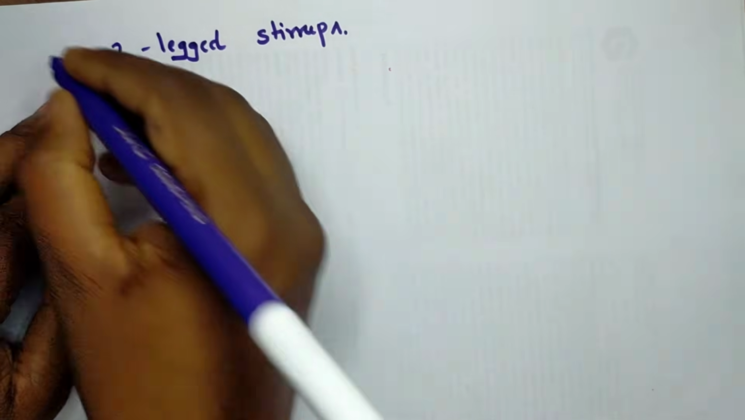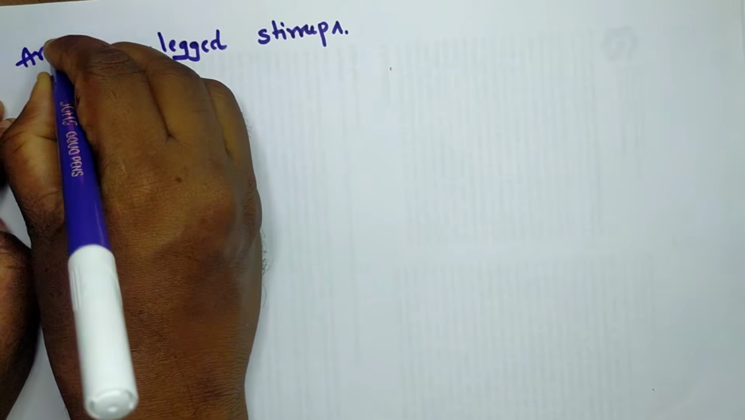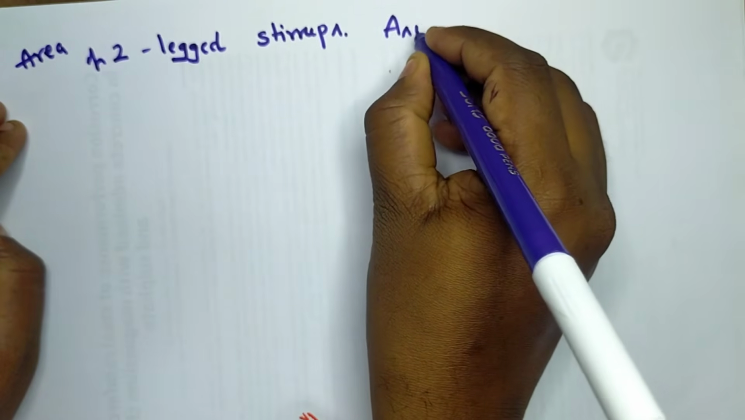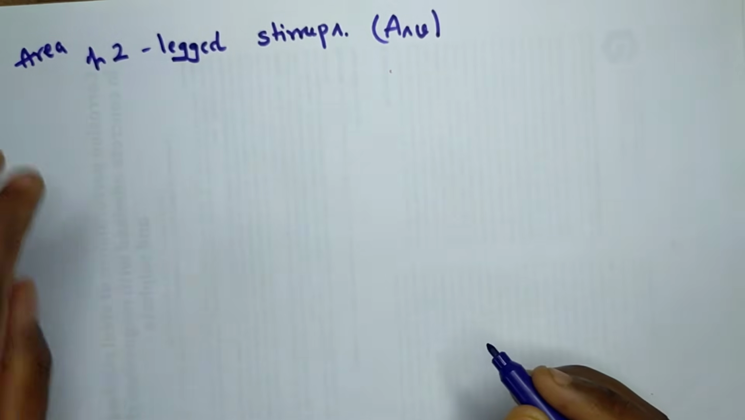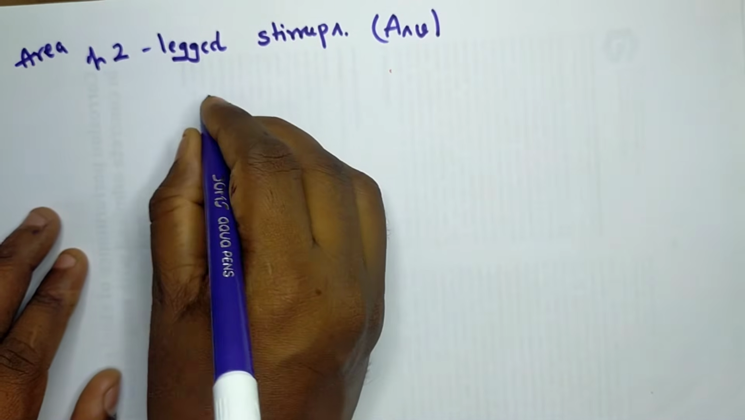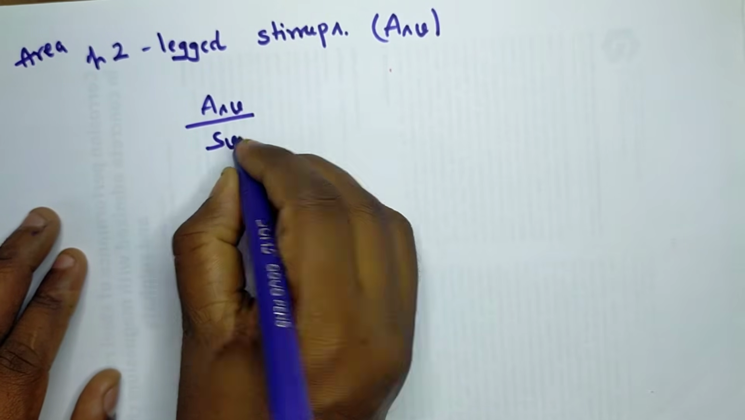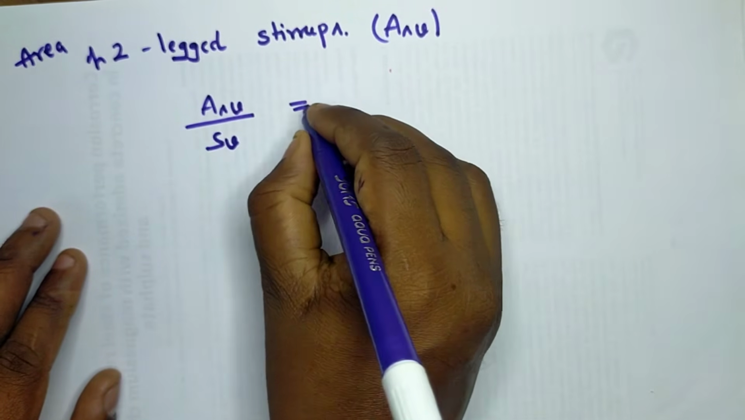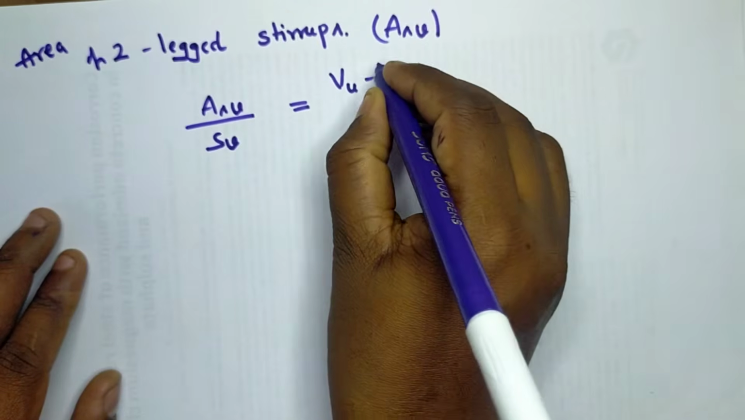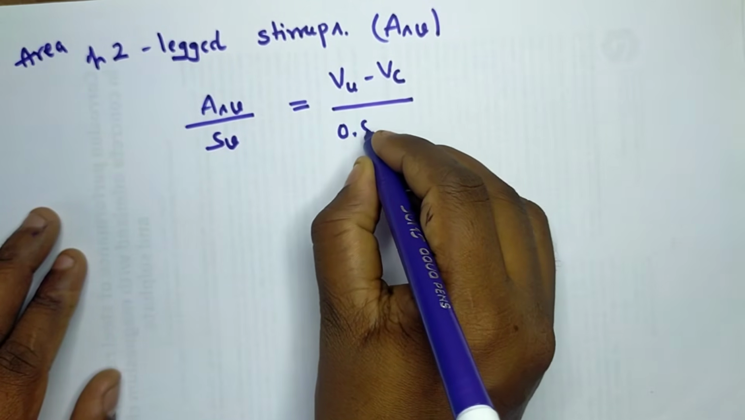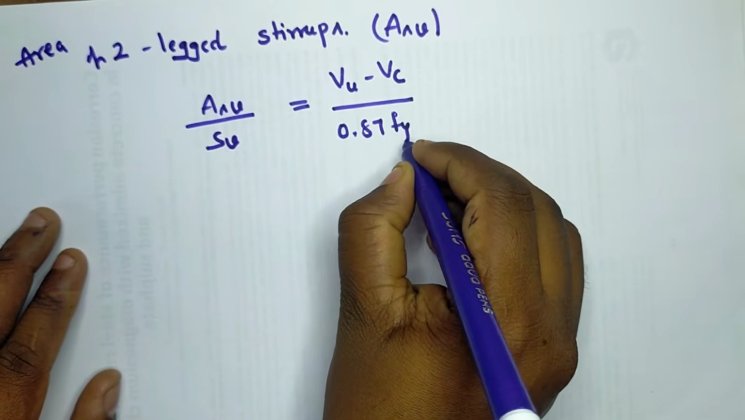How can we determine the area of two-legged stirrups? Means you can say ASV. How can we determine? By using a formula: ASV divided by the spacing of vertical stirrups is equal to (VU minus VC) divided by 0.87 FID.